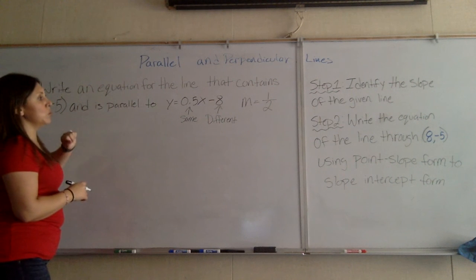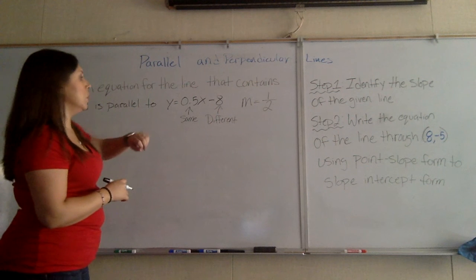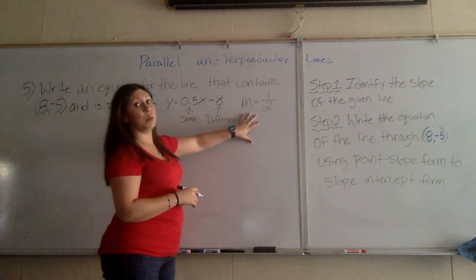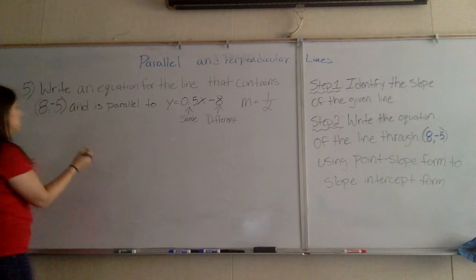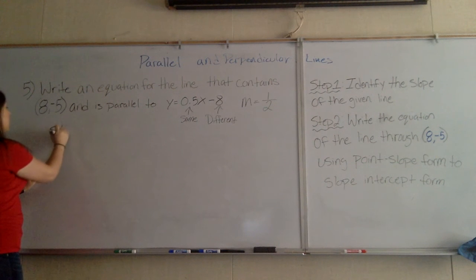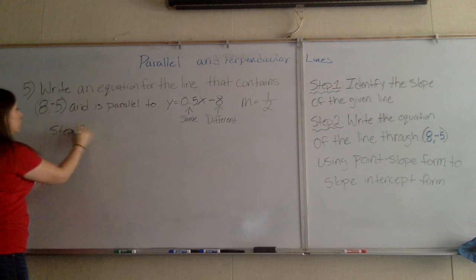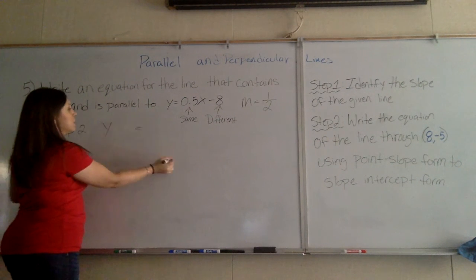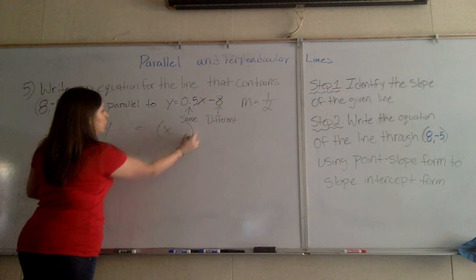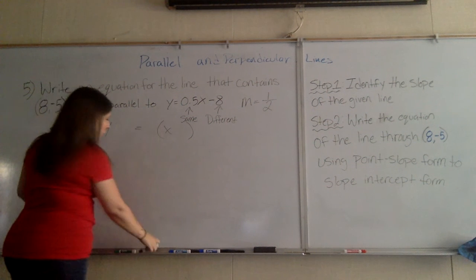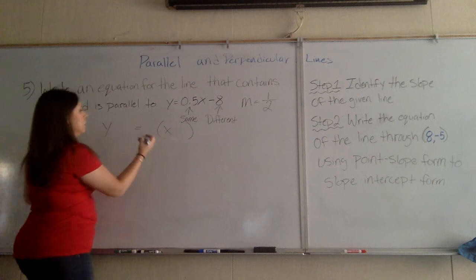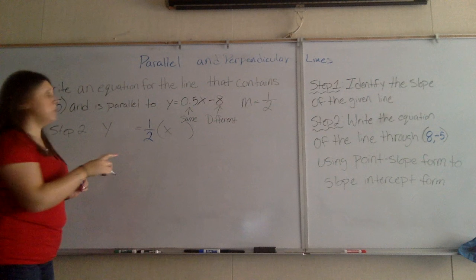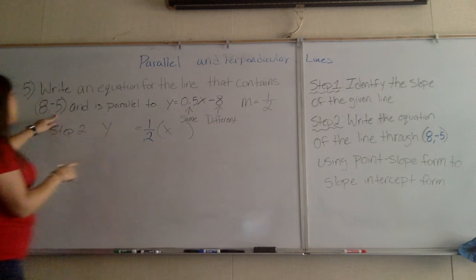So in order to go to step 2, I'm going to pick the point (8, -5) and my slope 1/2 and plug it into my point slope form. I know I have a y, an equal sign, and an x in the front with a number in the back. My slope is going to be 1/2, and my point is going to be (8, -5).